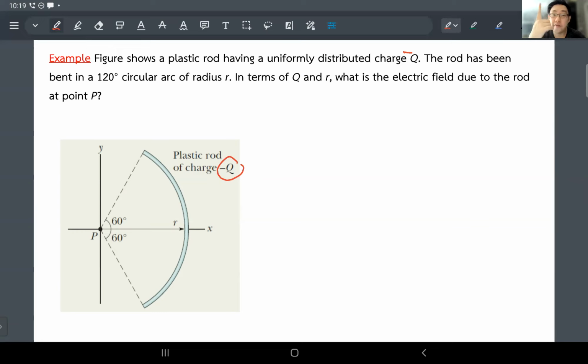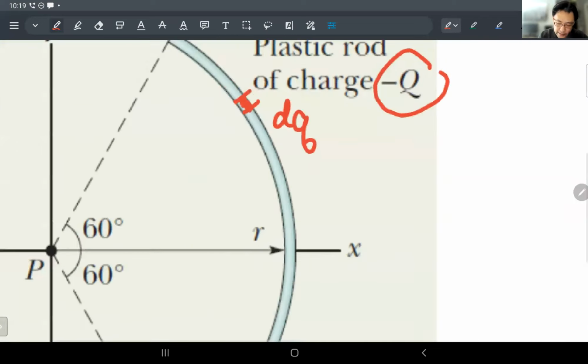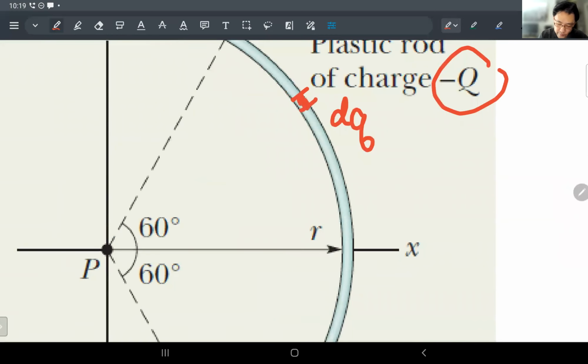What do you think? The first thing first, you have to do exactly what we did before. You slice a tiny piece of charge, and that tiny piece will contain an amount of charge dq. Okay, that's too big, sorry. There, that's dq in there. And now you might say this comes in a curve, so it's not on an x-axis or anything. So just keep that in mind.